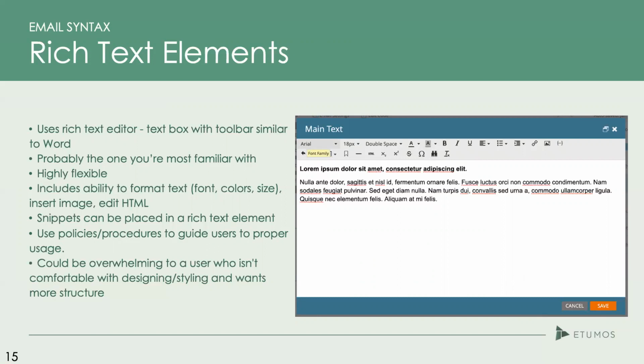For example, I included in documentation to not use the text underline tool, since it could be confusing to email recipients who are used to underlined text being linked. Having guidelines can also be a relief to users who aren't very comfortable with designing or styling an email and want a little more structure.